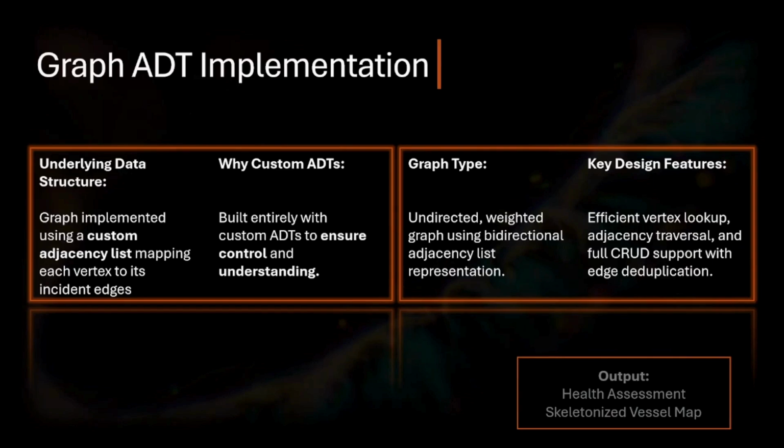In terms of the graph type, the graph is an undirected, weighted graph implemented using an adjacency list. Each edge is stored in both vertices' adjacency lists, allowing bidirectional traversal. And finally, in terms of key design features, vertex lookup is efficient using a hash map, and neighbor access is done through direct adjacency traversal. We also handle edge duplication in the edges method. Overall, the graph supports full CRUD operations: creating, reading, updating, and deleting vertices and edges.